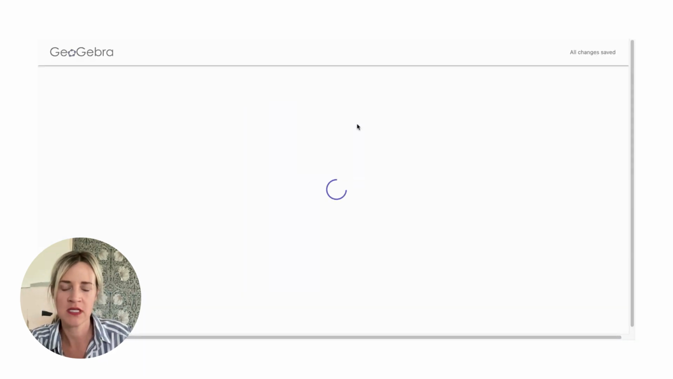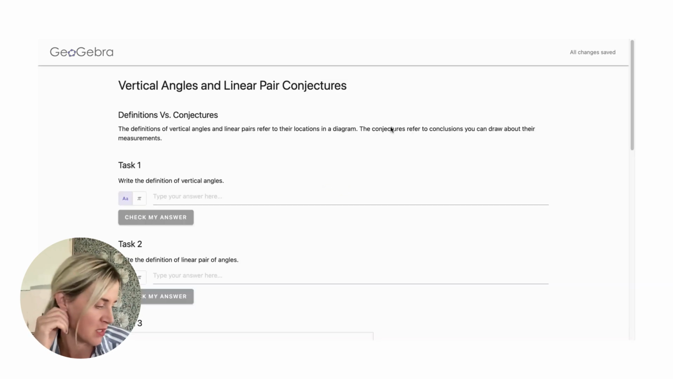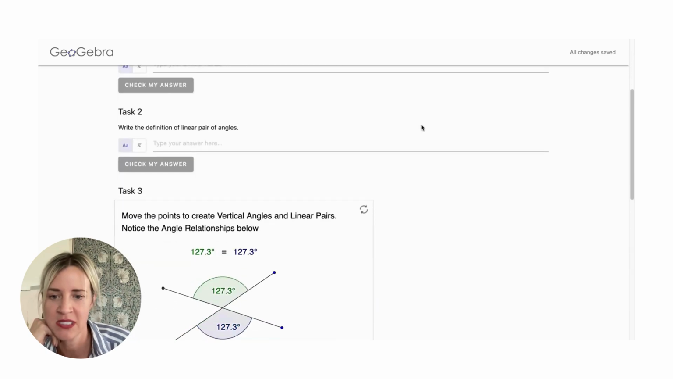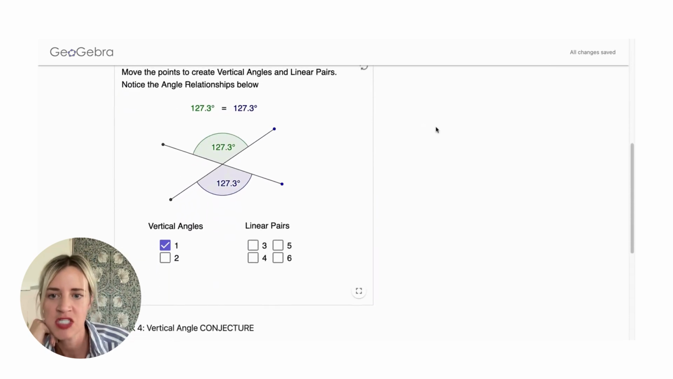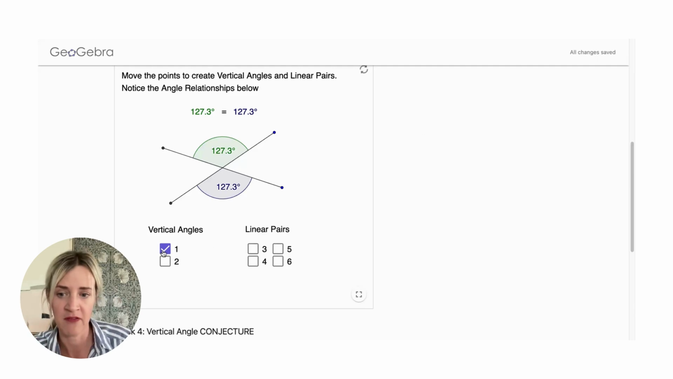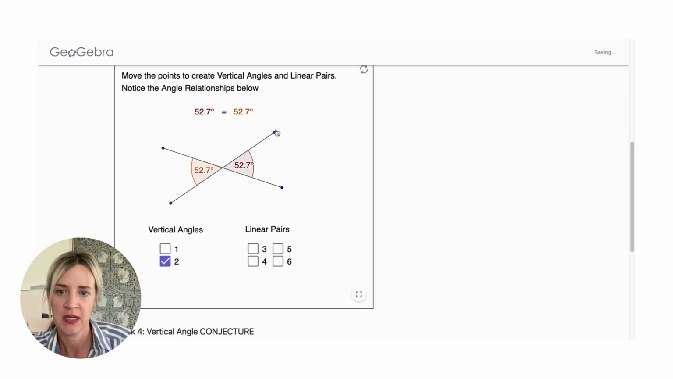We're going to work on this in live class, but I just wanted to show you a couple of the cool applets that we're going to fiddle around with. It does take a minute to load, and there are some tasks to answer, but this is the main applet, and it's just showing our vertical angles here. We have vertical angles pair 1, pair 2.